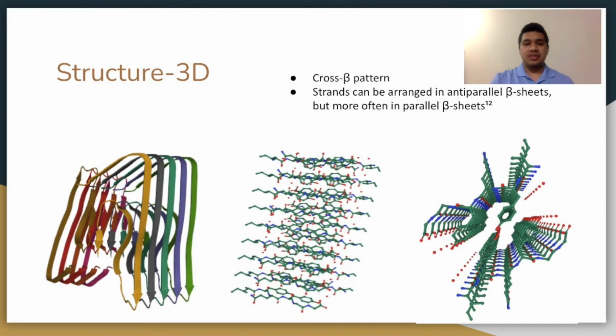Following that, we have the 3D structure of an amyloid. In between the beta sheets, there are many rows of hydrogen bonding. This hydrogen bonding can increase the stability of the molecule and makes amyloids very, very stable molecules.